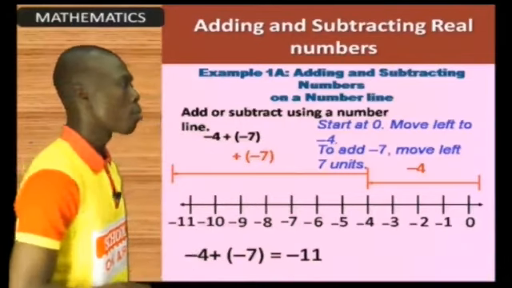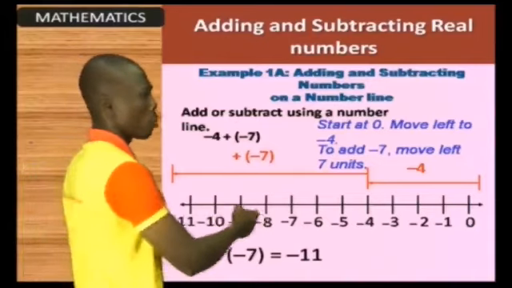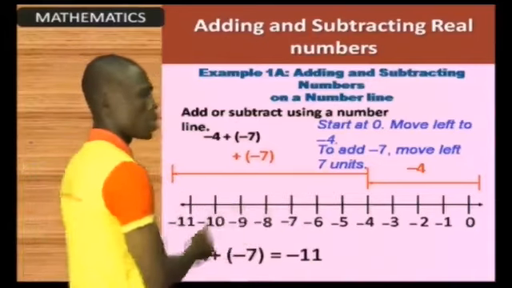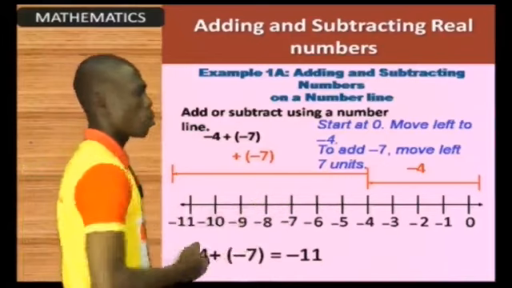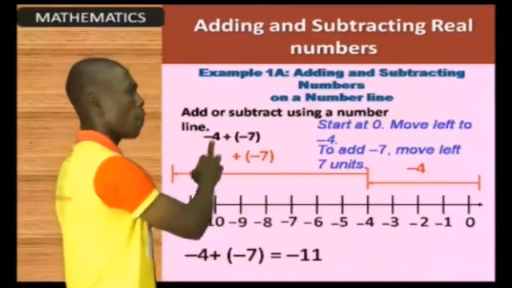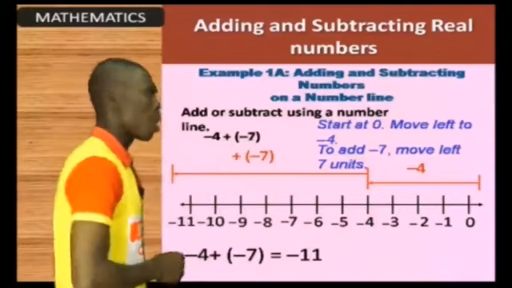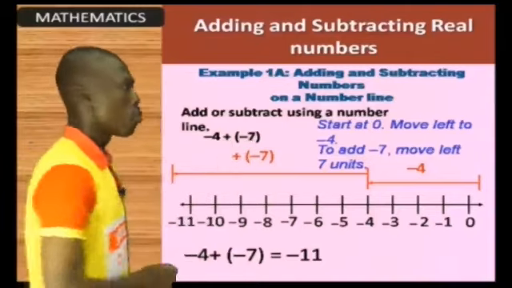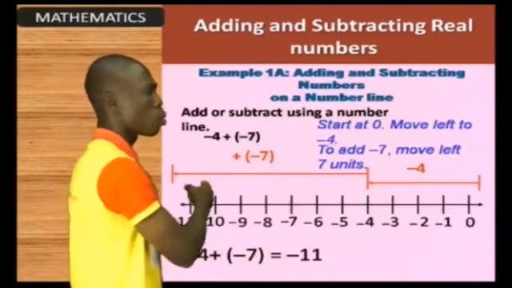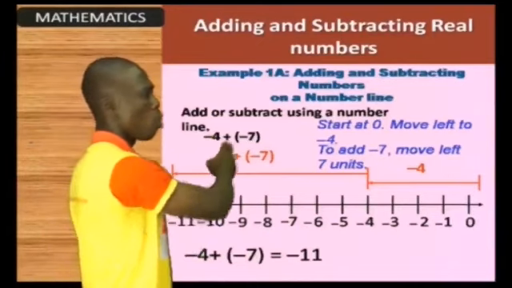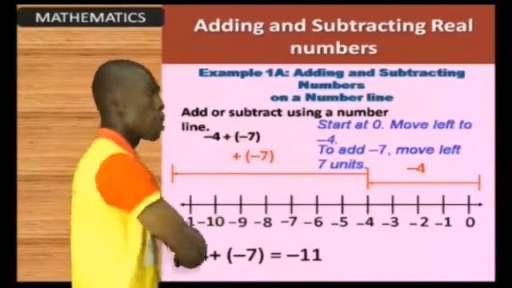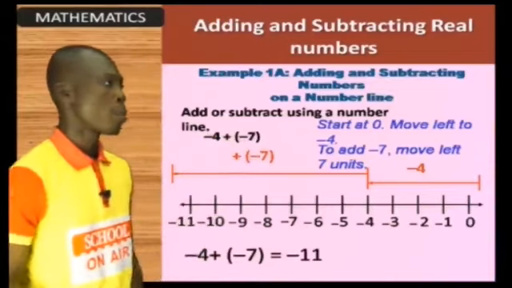So we have to first draw our number line. Of course, you can see a number line drawn here, on a scale of 1. All right, so what we have is minus 4 plus minus 7, with minus 7 in parentheses there. So what we are to do is to add minus 4 to minus 7, or add minus 7 to minus 4, whichever way.